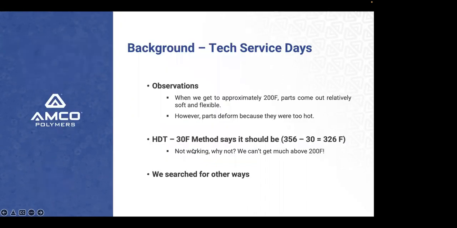Well, what's going on? So my observations were, when I get above 200 degrees, the parts come off soft and flexible. They deform, they're too hot. HDT says 326 degrees, it's not working, why not? So I said, all right, what else is out there?